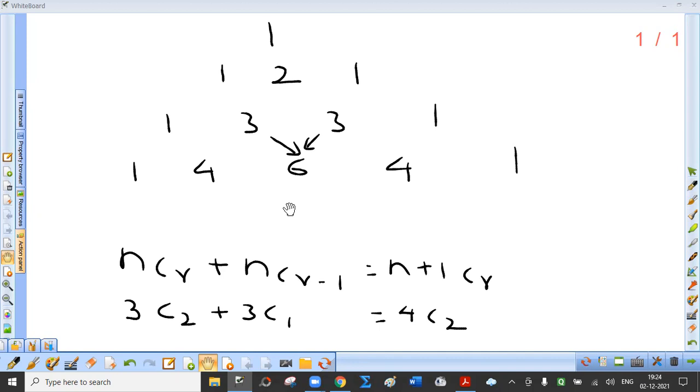See, in the exam, if only one expansion is asked, then you need not construct this Pascal's triangle, but you should know what Pascal's triangle is. That is why we discuss this. So that's it for today.